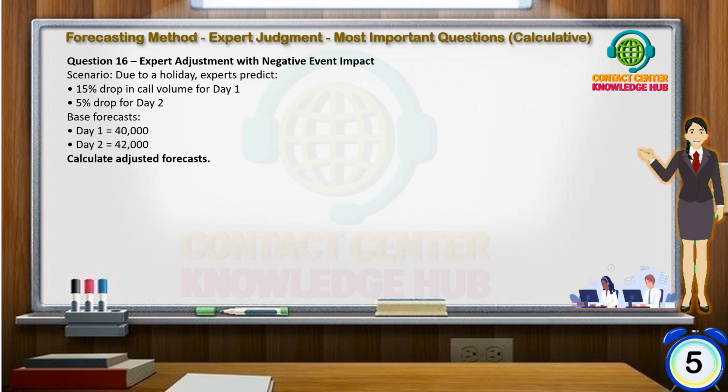Now let's solve question 16, expert adjustment with negative event impact. Here's the scenario. Because of a holiday, experts predict call volume will drop across 2 days. The expected drops are: Day 1, 15% drop, Day 2, 5% drop. And the base forecasts are: Day 1 base forecast is equal to 40,000 calls. Day 2 base forecast is equal to 42,000 calls. Calculate adjusted forecasts. Think for a moment.